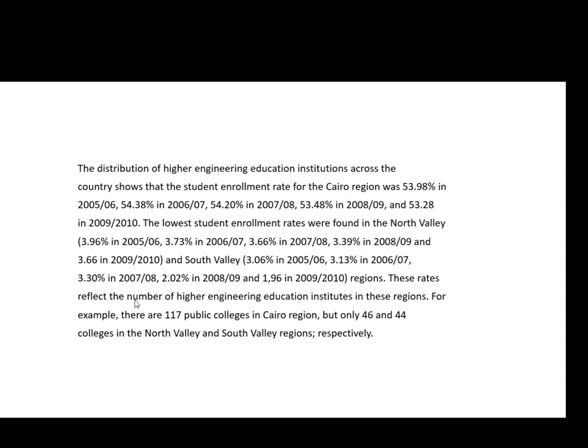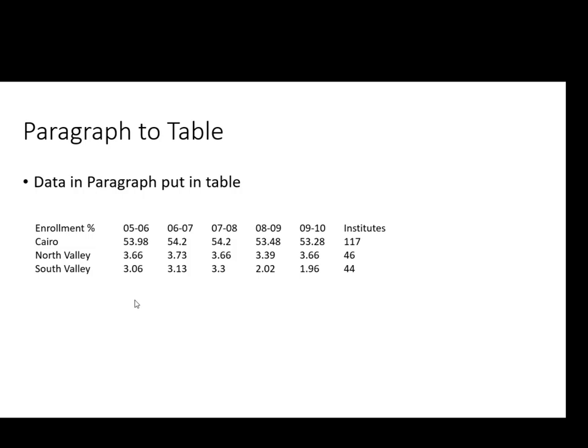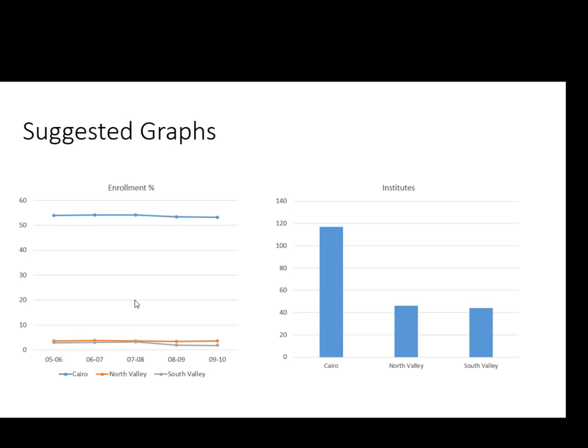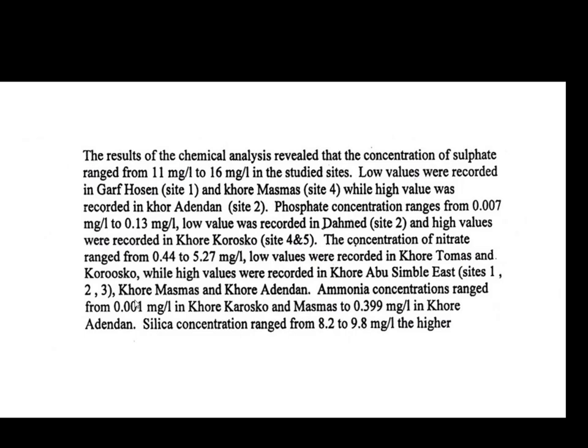Another example which has to do with education, higher engineering education across the country. It is very difficult to read the paragraph and know the difference in numbers. Therefore, I put this in a table: enrollment in percent in Cairo, North Valley and South Valley for a timeline, as you can see. Therefore, we can use the enrollment percentage in a line graph, and we use the institutes on a different graph because it is difficult to combine them in one graph.